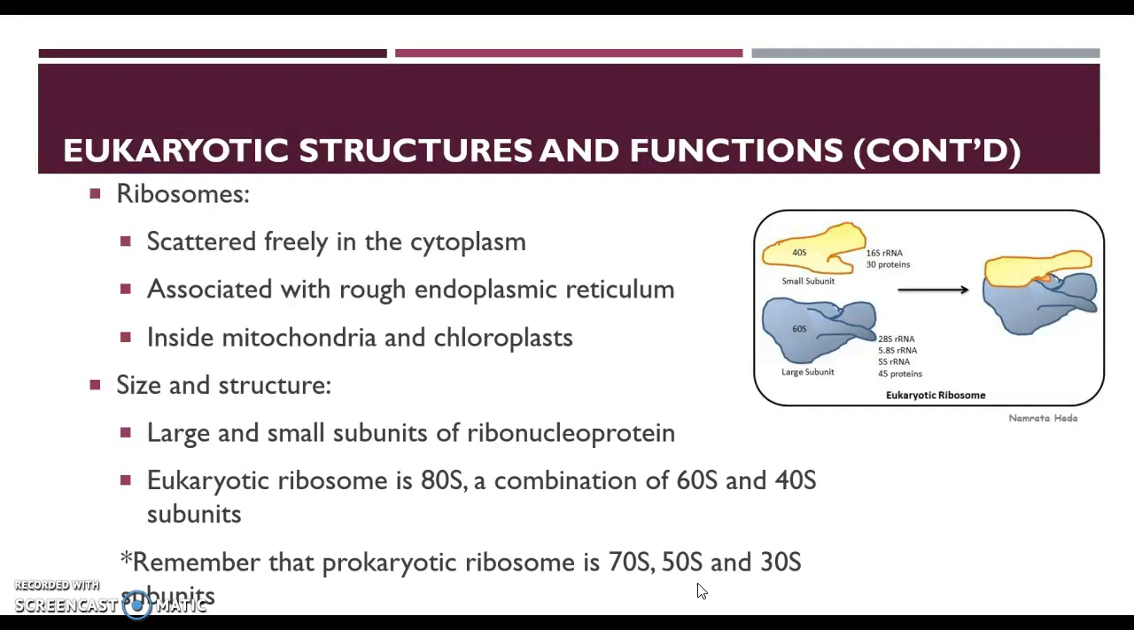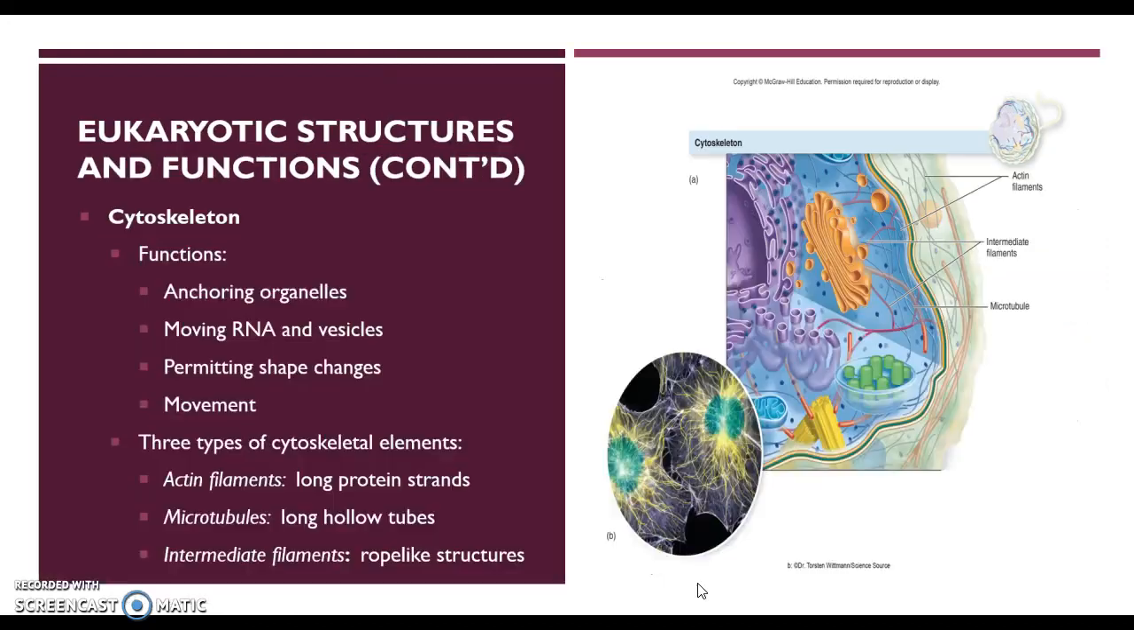Their composition is two subunits, a large 60S subunit and a small 40S subunit. And when you combine them, it forms a total 80S ribosome, which is different from those of prokaryotic, the bacteria and archaea cells, which are 70S, a 50S large subunit and a 30S small subunit. And ribosomes are the primary organelle for protein synthesis.